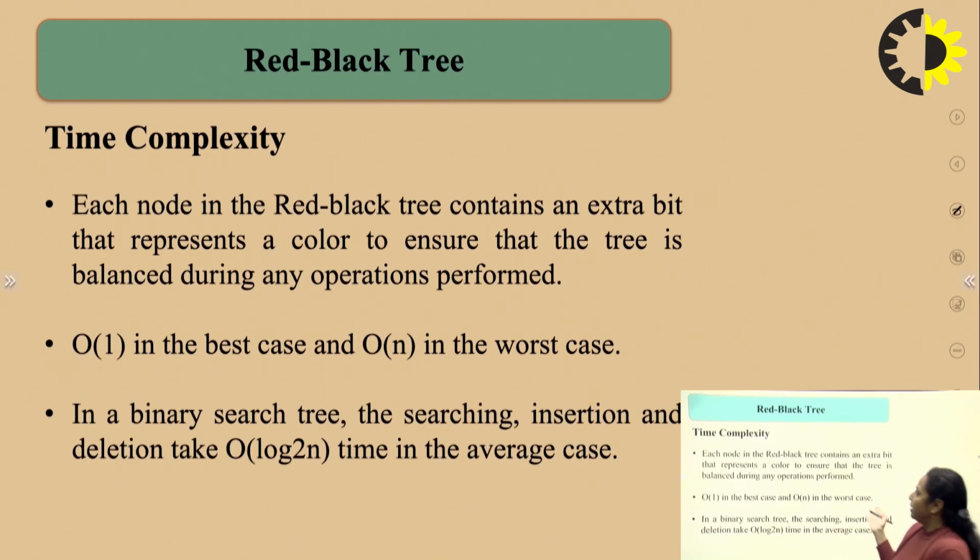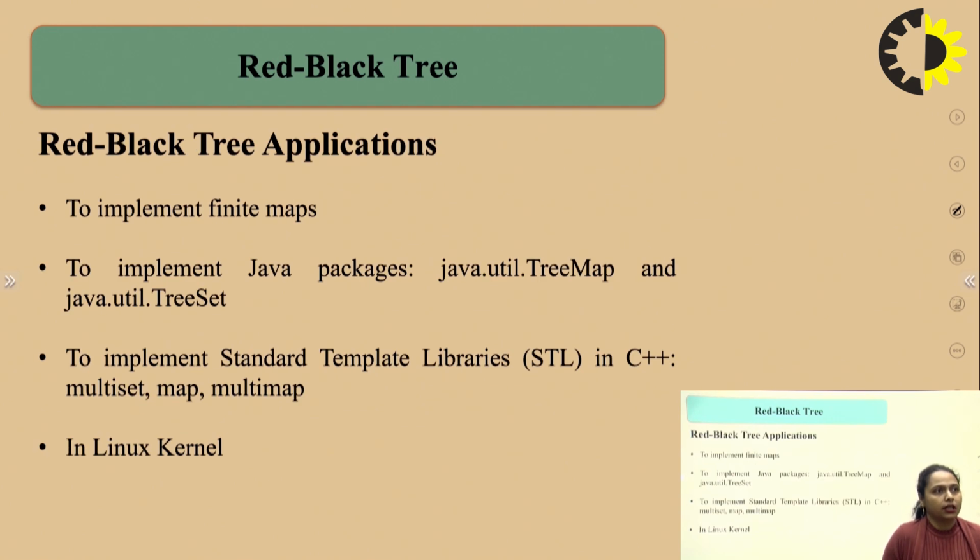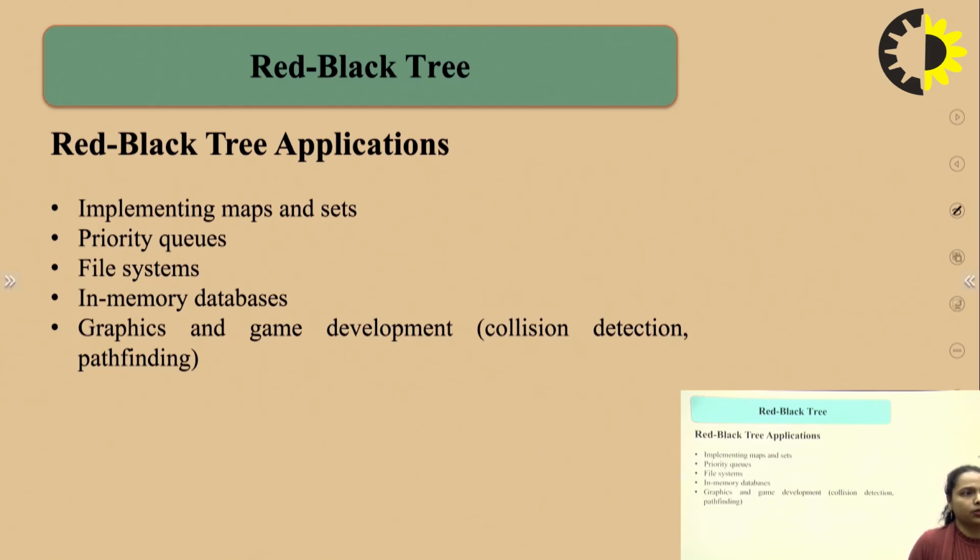If we talk about the time complexity of red-black tree, then binary search tree insertion and deletion takes O of log n time in the average case, and O of 1 is the best case and O of n is the worst case. What are the applications? So red-black trees are useful in implementing finite maps. They are used in file systems, mapping, C++, kernels, various packages, priority queues, graphics, game development. There are enormous uses of red-black tree where we can use the concept.